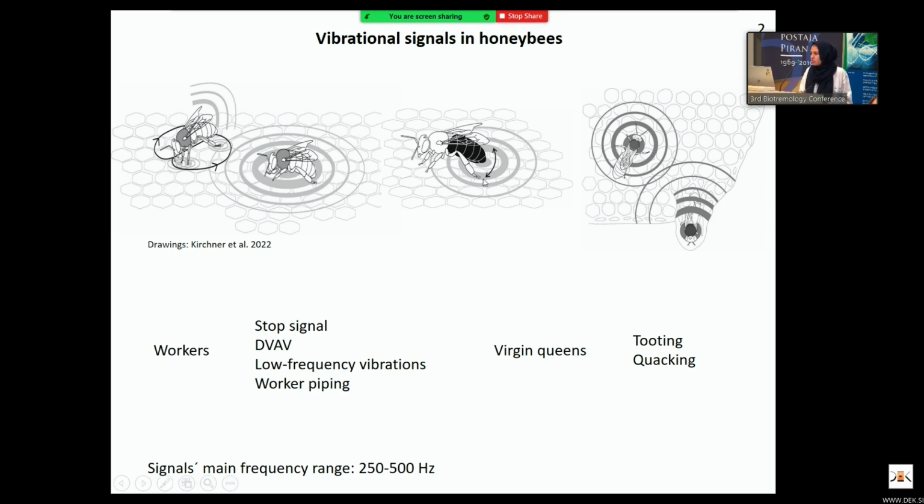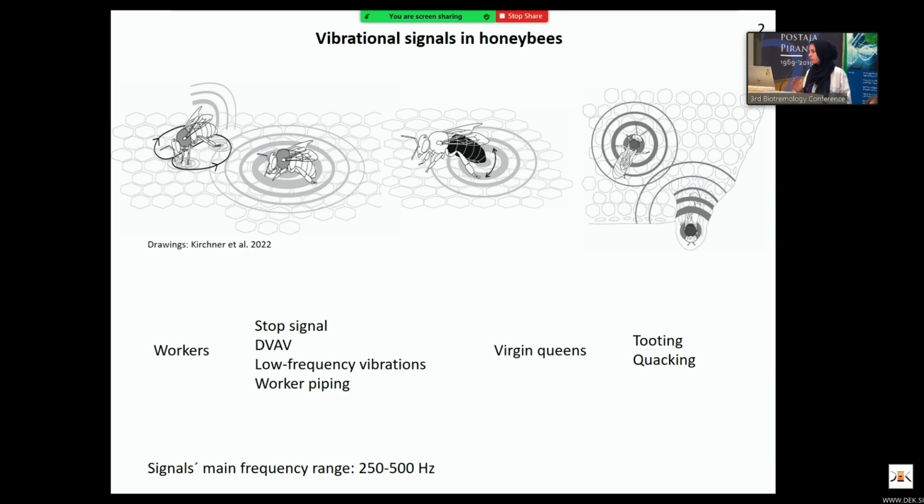Then in the middle picture, we have a worker bee performing a DVAV, a dorsoventral abdomen vibration. That means that the bee starts drumming her abdomen onto a substrate, which could be another bee or a comb, for example, a queen cell. And this signal is used to modulate other signals or other behaviors.